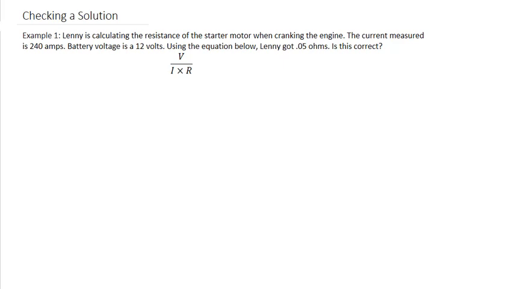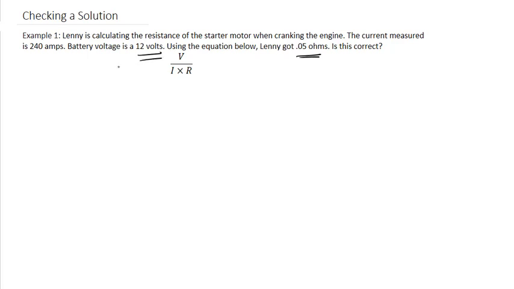Checking a solution. Example 1. Lenny is calculating the resistance of the starter motor when cranking the engine. The current measured is 240 amps. Battery voltage is 12 volts. Using the equation below, Lenny got 0.05 ohms. Is this correct? So we're checking to make sure the calculation gives us the resistance of 0.05 ohms.